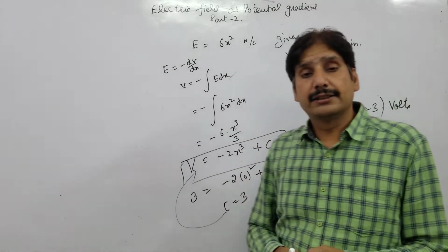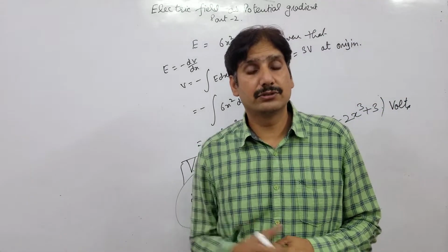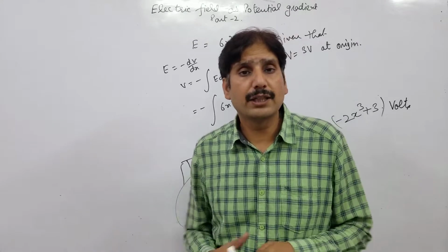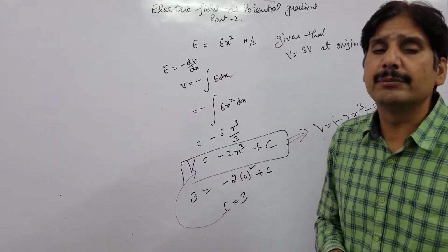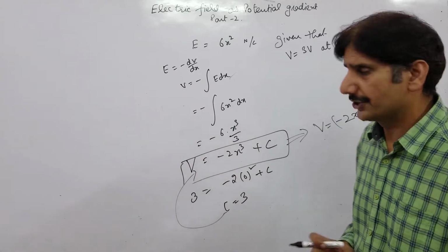And then the question may further say, find out potential at x equal to 2, x equal to 3, x equal to 1, whatever. You can just simply put in the value of that coordinate which is given to you. Let's do one more question.